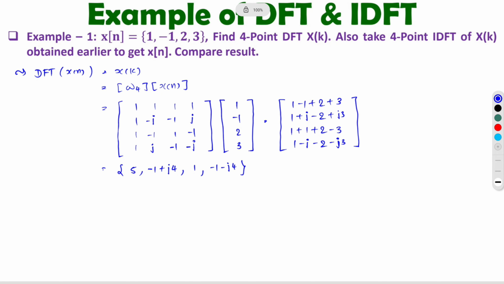Here you should understand how to remember this W4 matrix. This triangle and this triangle should be negative. Initially write down once vertically and horizontally with the first row and first column, then 1, -j, -1, j, then once again 1, -j, -1, j, and then these two triangles should have negative polarity. That is how you can immediately write the twiddle factor matrix, or one can say weightage matrix, and then perform matrix multiplication. Now we need to identify the IDFT of this sequence.